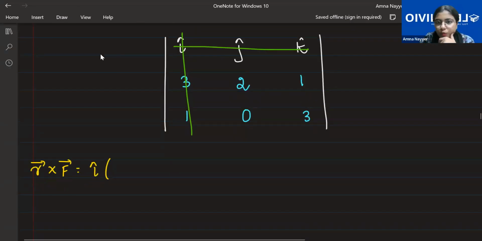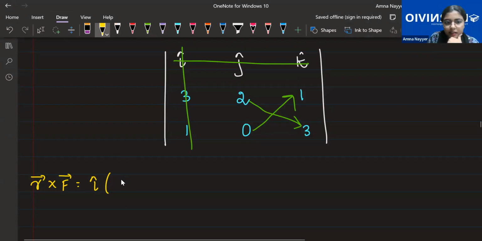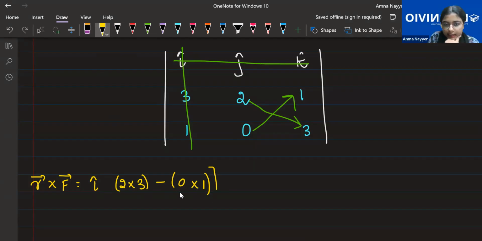Now you need to move vertically down like this, diagonally down, minus diagonally up. That is 2 multiplied by 3, 2 into 3, minus 0 into 1. This will make the coefficient for your I cap.